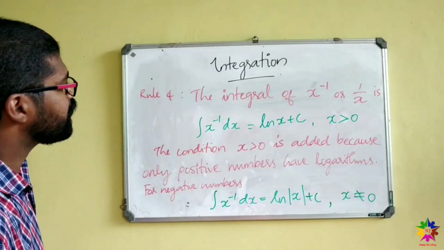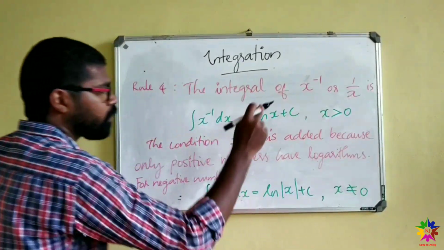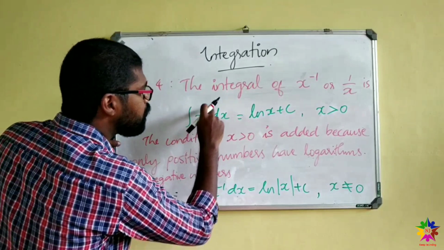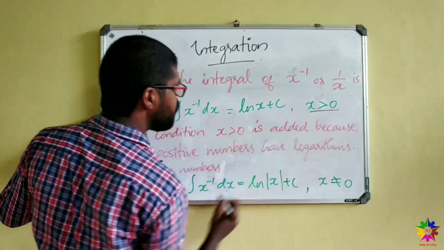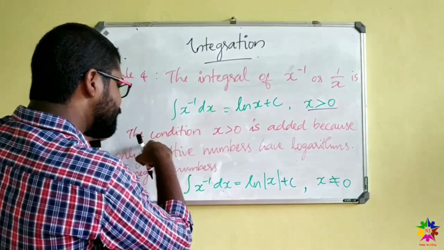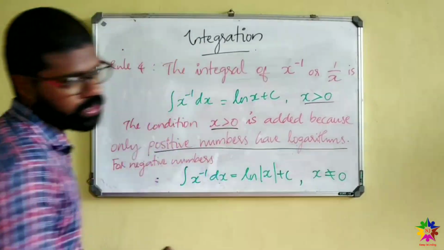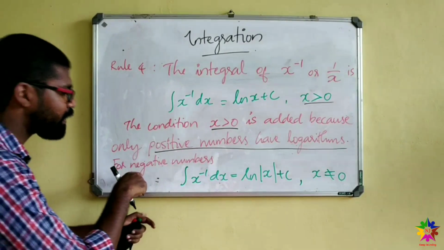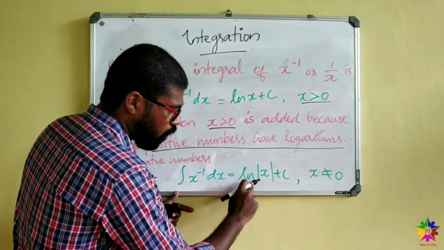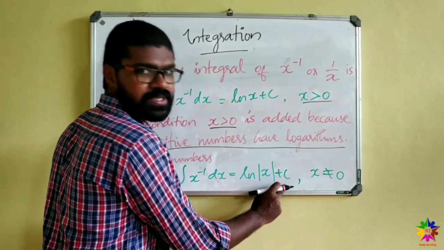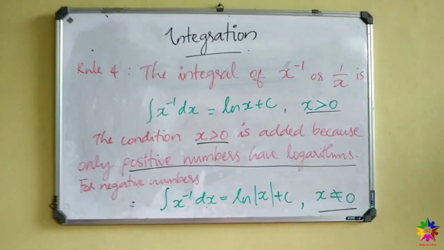By the fourth rule, the integral of x raised to minus 1, which we can write as 1 by x: integral x raised to minus 1 dx is equal to log x plus c, where x is greater than 0. The condition x greater than 0 is added because only positive numbers have logarithms. But if it is a negative number, then integral x raised to minus 1 dx is the logarithm of the modulus of x plus c, where x is not equal to 0. This is the fourth rule.